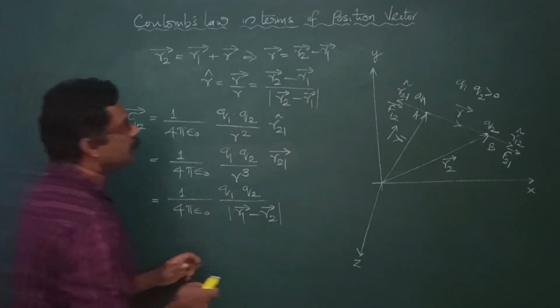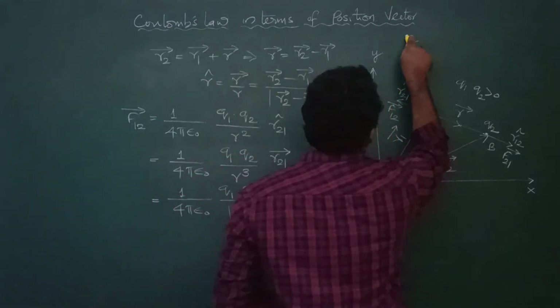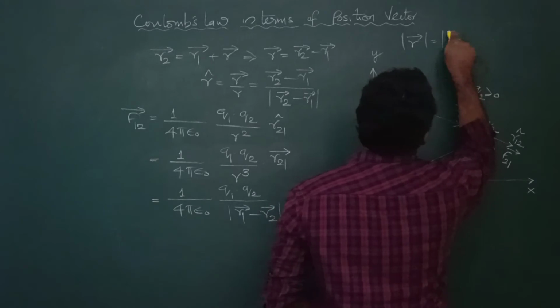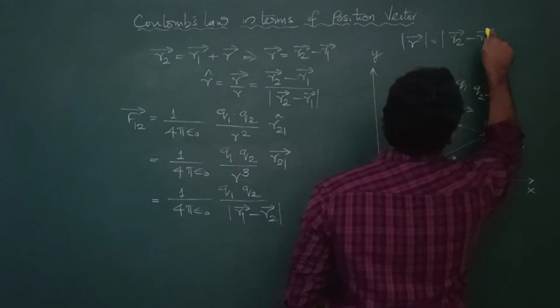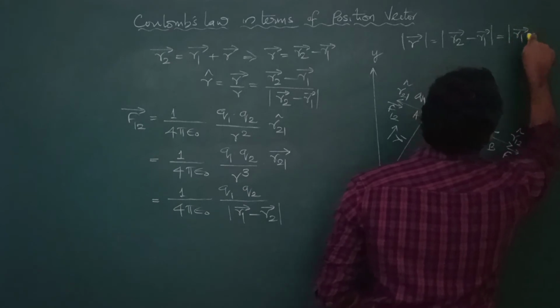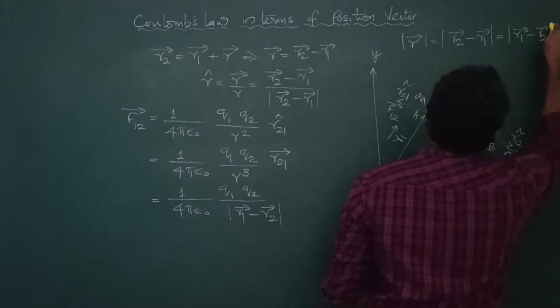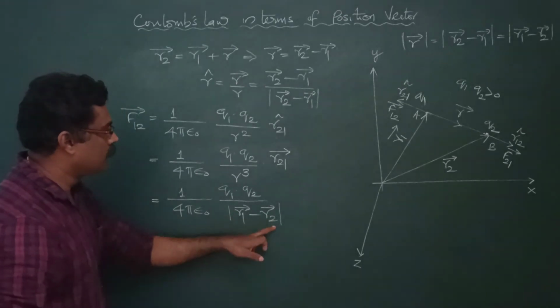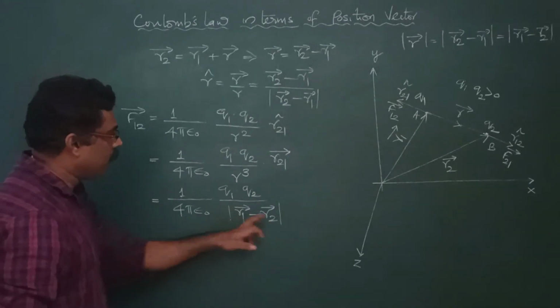Okay, that is actually modulus of vector r is equal to modulus of r2 vector minus r1 vector, and that is again equal to modulus of r1 vector minus r2 vector. There is no change. Okay, so you can write like this.